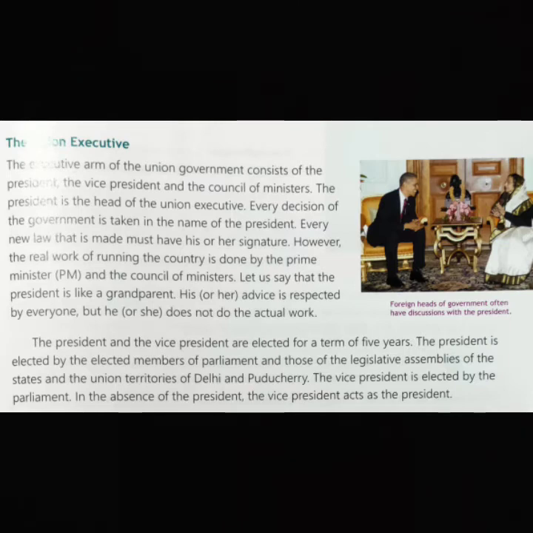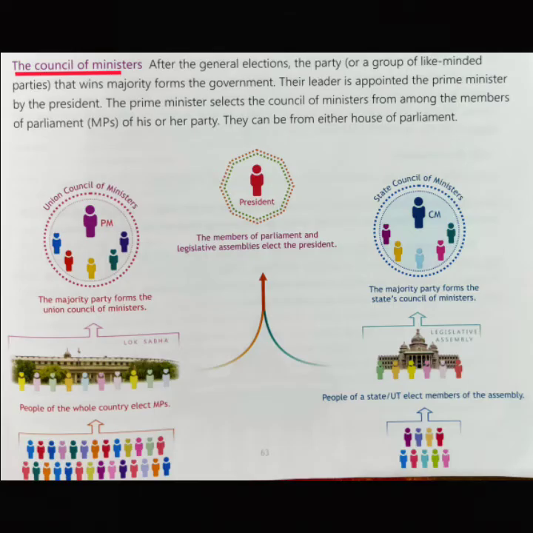The union executive consists of the president, prime minister, and the council of ministers. Now, the council of ministers. After the general elections, the party or a group of like-minded parties that win majority forms the government. Their leader is appointed the prime minister by the president. The prime minister selects the council of ministers from among the members of parliament of his or her party. They can be from either house of parliament.